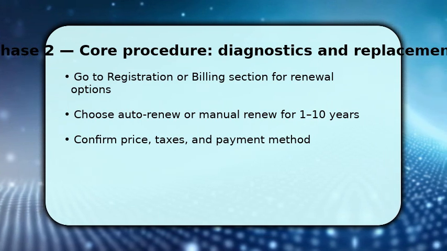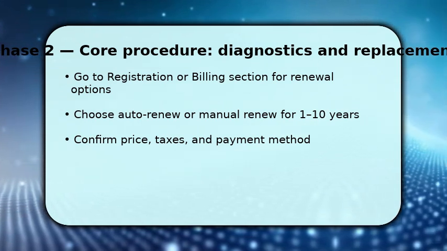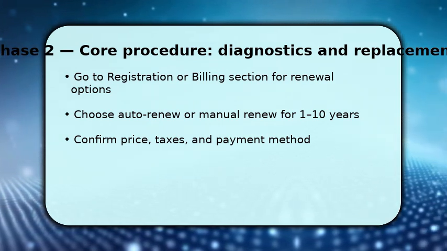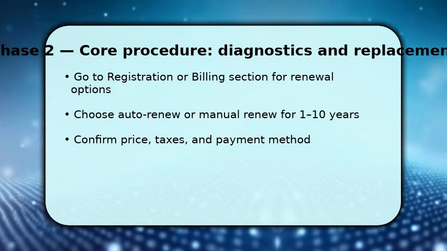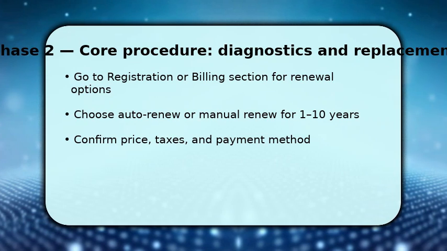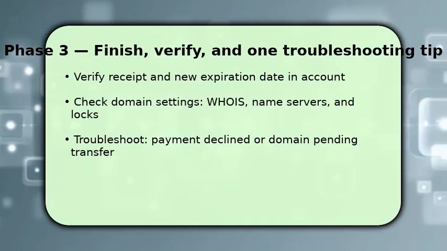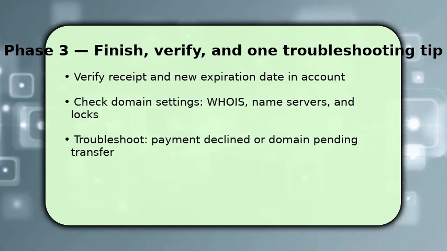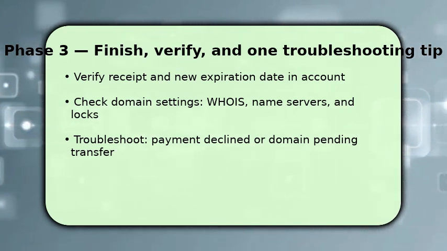Review the price, applicable taxes, and selected payment method so there are no surprises. Once you select Renew, Google will charge the card on file. If you want to change the card, do that before confirming. Keep an eye out for confirmation prompts. Finish by confirming the transaction and verifying the updated expiration date in your account. A receipt should arrive by email.